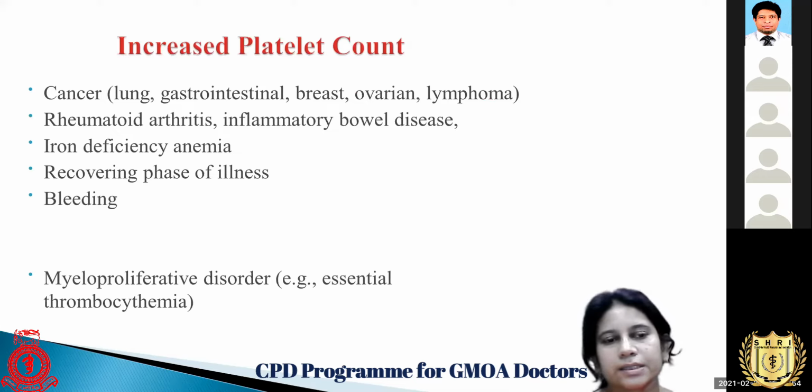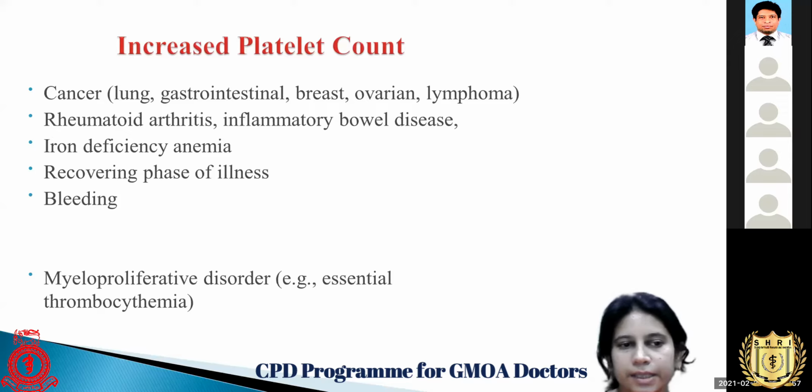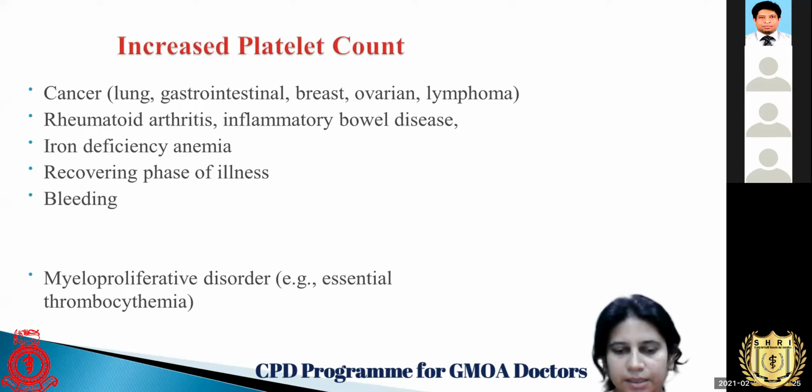So what are the causes of increased platelet count? It could be reactive, or it could be clonal. Reactive causes are any cancer anywhere in the body, inflammatory diseases, iron deficiency, recovering phase of illness, very important. Sometimes even after viral infection, you assume the platelets to be dropped, but sometimes you get 600, 700 platelet counts. And bleeding. And clonal disorder, myeloproliferative disease, we call ET or essential thrombocythemia.